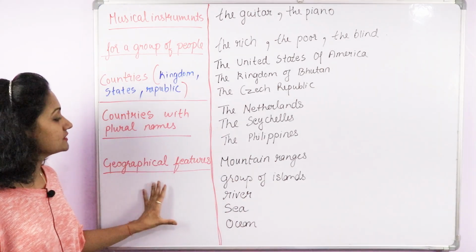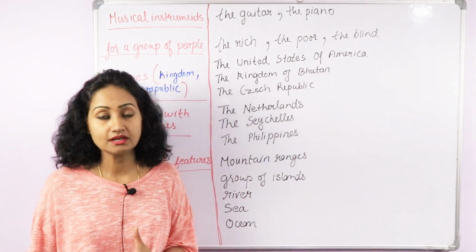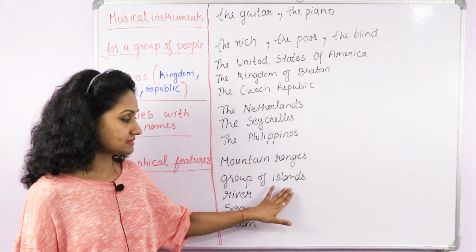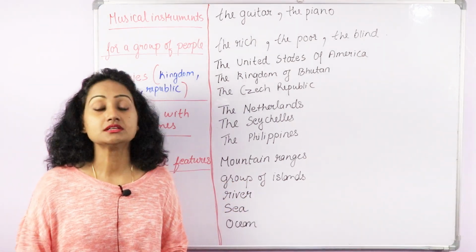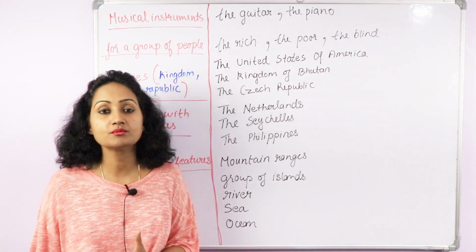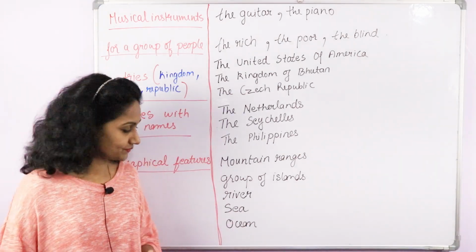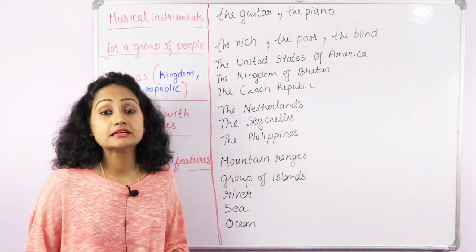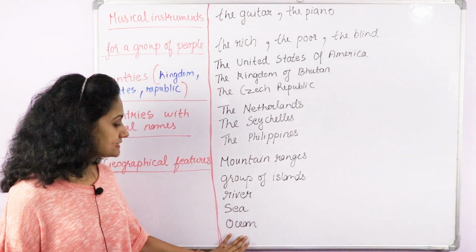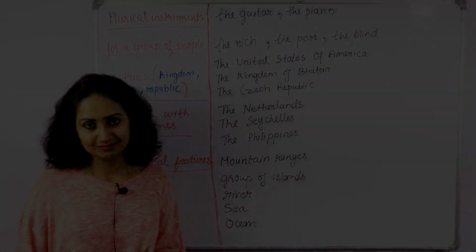Next is geographical features like mountain ranges: the Alps, the Himalayas. Group of islands: the Maldives, the Andaman Nicobar. River: the Ganga, the Yamuna. Sea: the Arabian Sea. Ocean: the Indian Ocean. So with these geographical features we use "the".